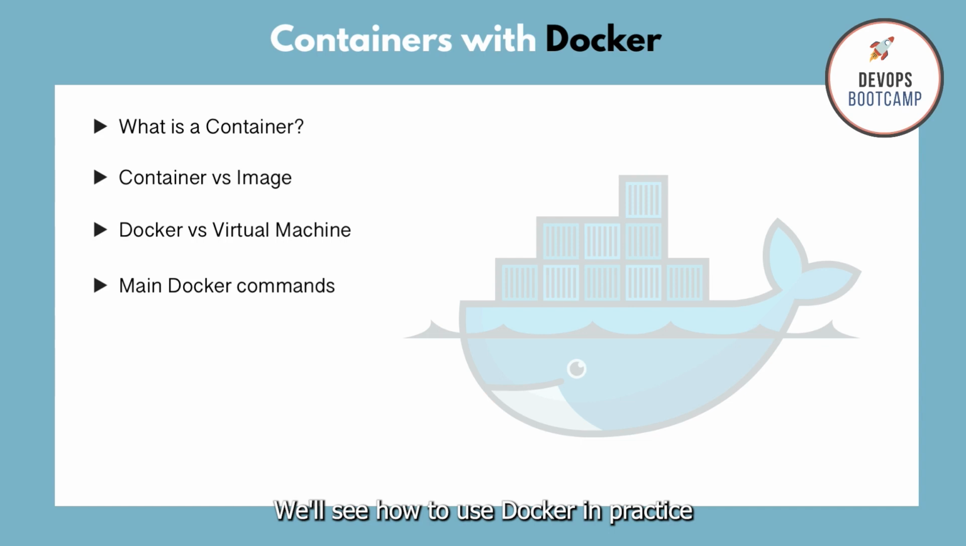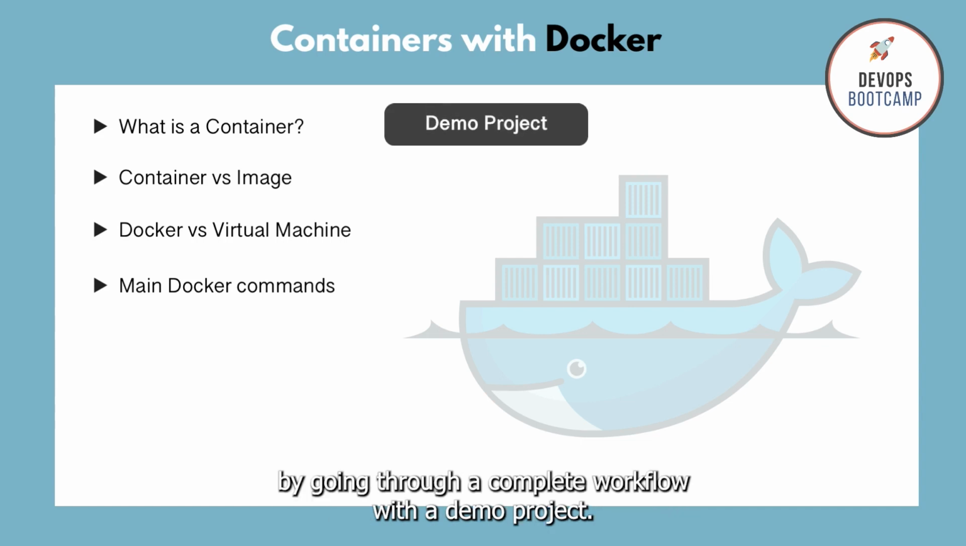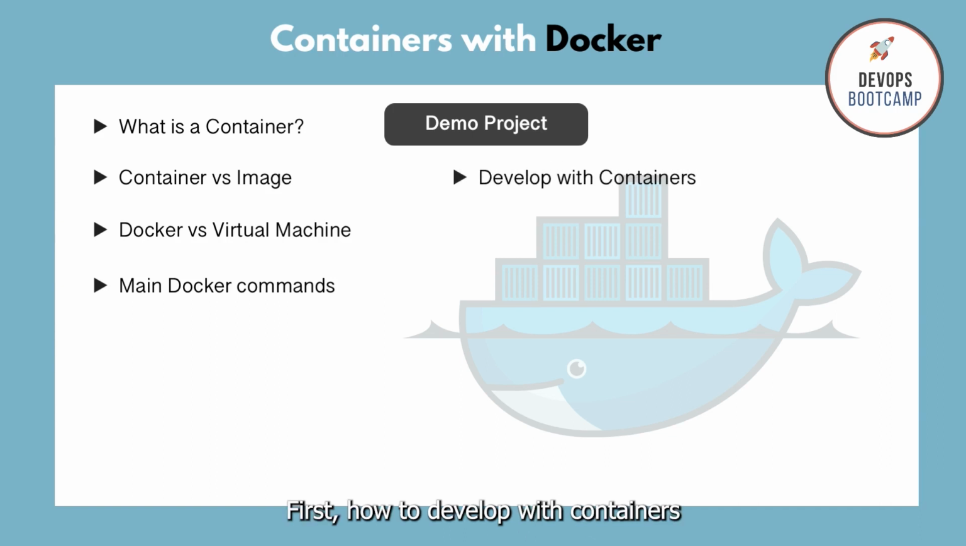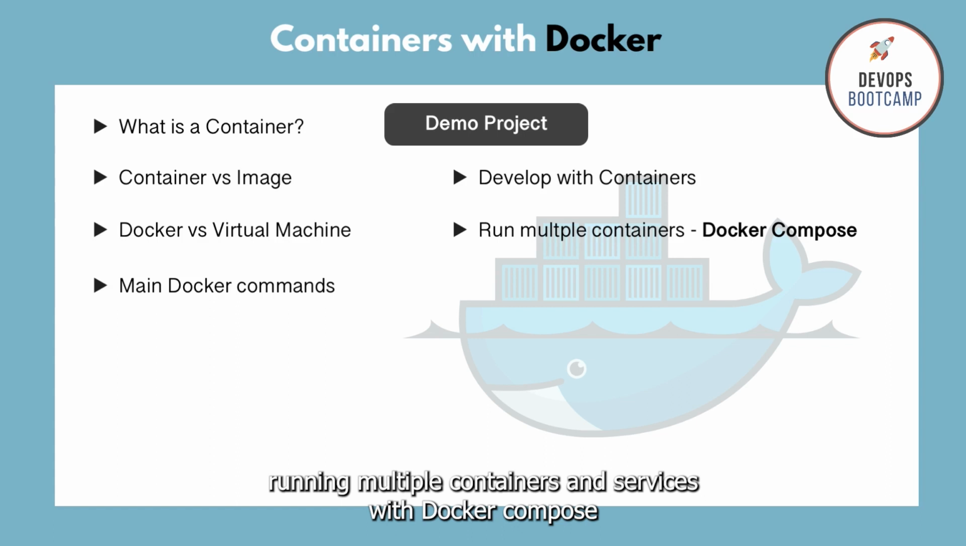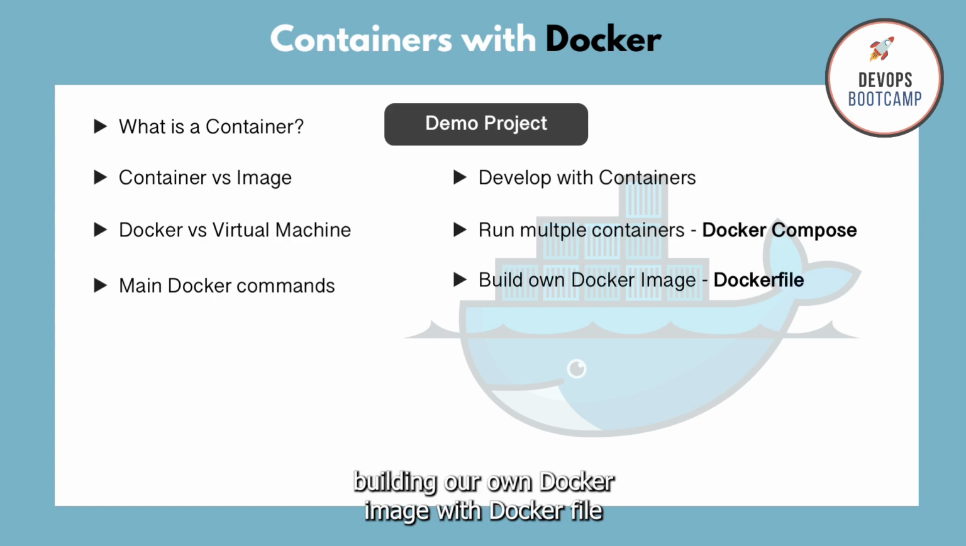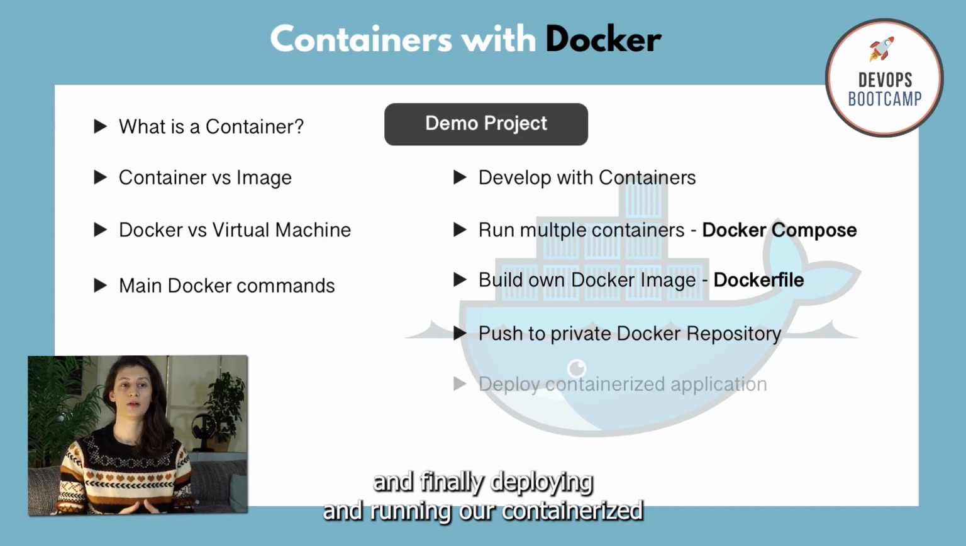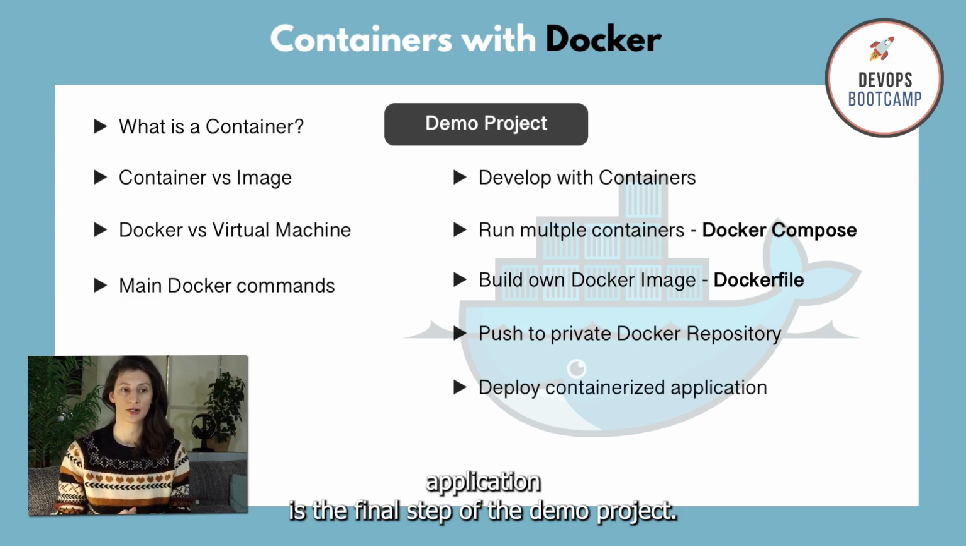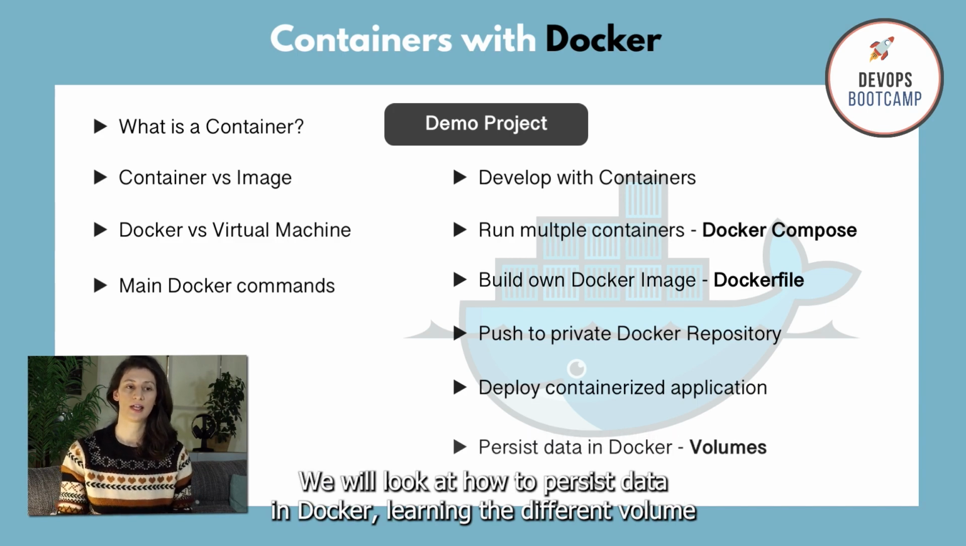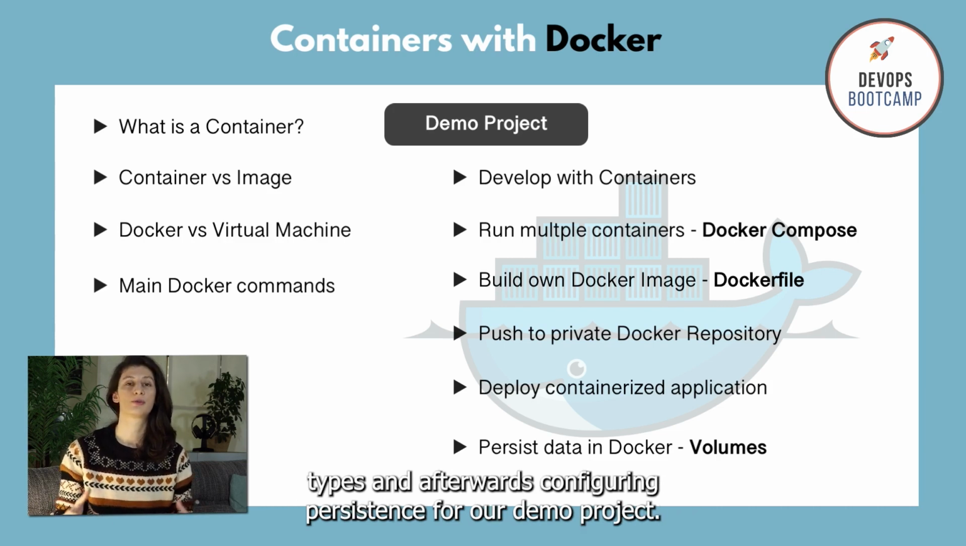We'll see how to use Docker in practice by going through a complete workflow with a demo project. First, how to develop with containers, running multiple containers and services with Docker Compose, building our own Docker image with Dockerfile, and pushing our built image into a private Docker repository. And finally, deploying and running our containerized application. As a final step of the demo project, we will look at how to persist data in Docker, learning the different volume types, and afterwards configuring persistence for our demo project.